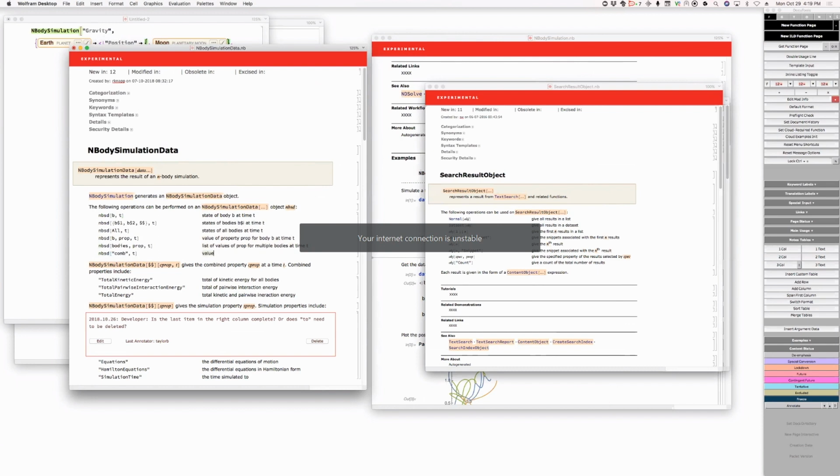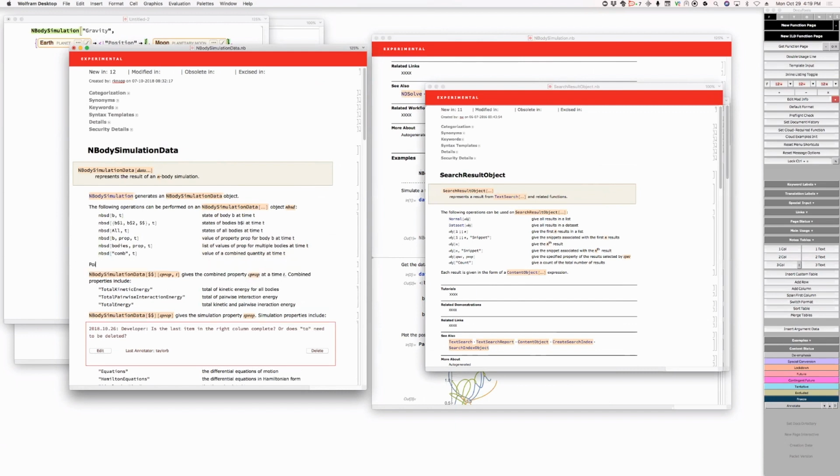Values of combined quantities. Value of a combined quantity at time t. Okay. Possible combined quantities include.